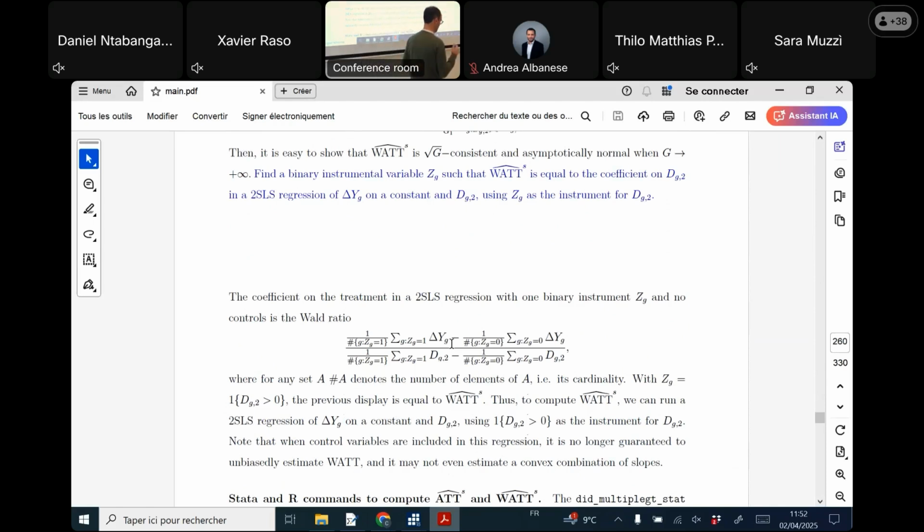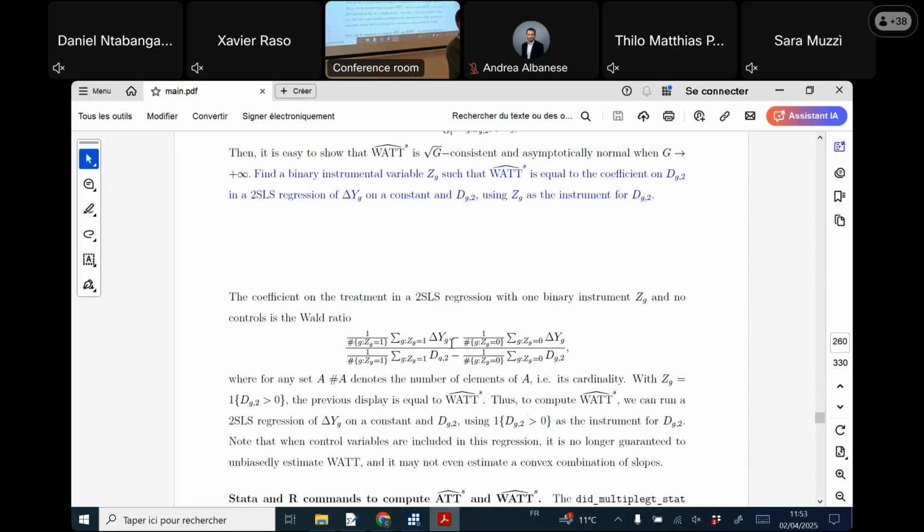So the solution to the negative weight, non-robustness to heterogeneous effects, etc. problem with two-way fixed effects is really super straightforward. Instead of running an OLS of delta y on D2, you just need to run a 2SLS of delta y on D2, instrumenting D2 by an indicator for whether someone is treated or controlled. And this ensures that this 2SLS estimator is no longer going to use weakly treated as controls.